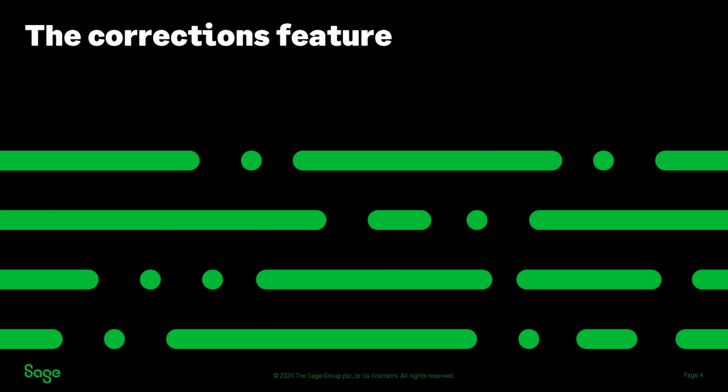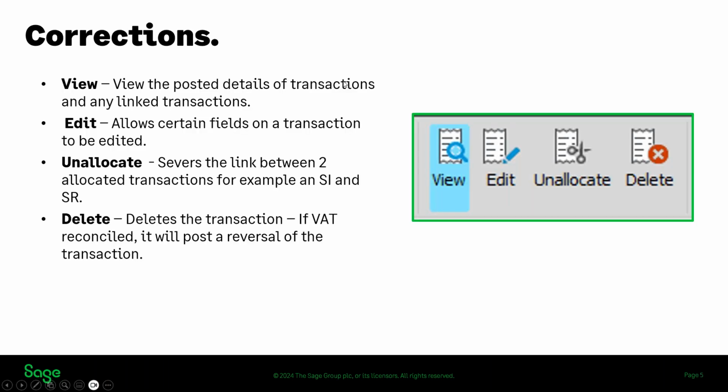Okay, so corrections are probably something we'll all have to tackle at some point. And as always with Sage, there's not only just one way of doing them. So we're going to look at the corrections feature first of all. And when I'm referring to the corrections feature, I'm referring to the options that are hosted within your transactions window. So those are the options to view, edit, unallocate, and to delete. So the first one, view, is quite self-explanatory. That allows us to view the posted details of the transaction.